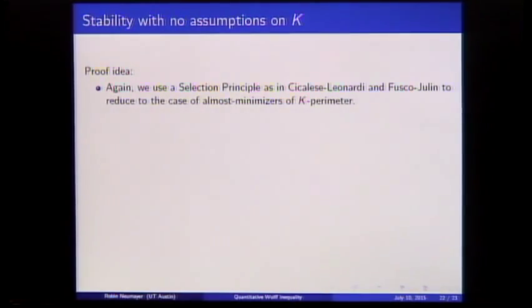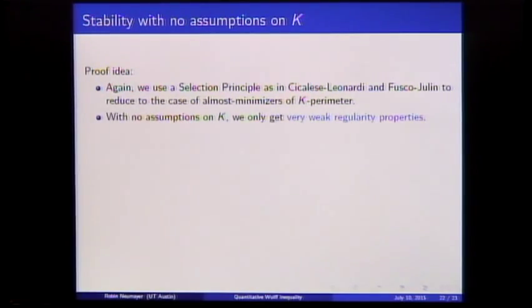So again, we use the same reduction technique by Cicalese and Leonardi, the selection principle. And it takes us to the case of almost minimizers of this anisotropic perimeter. And the thing is, when we haven't made any assumptions on K, we only get very weak regularity properties. If you're familiar by this, I mean uniform density estimates. So we don't have as much to work with, and this is why we can't get the power 1/2.